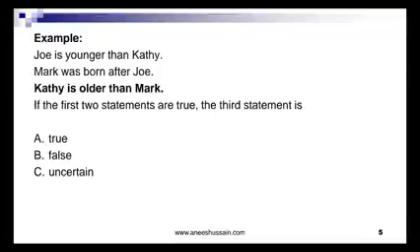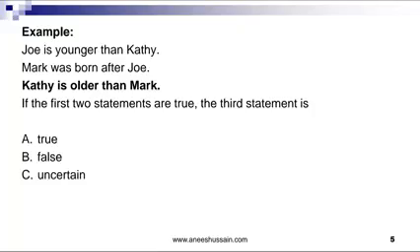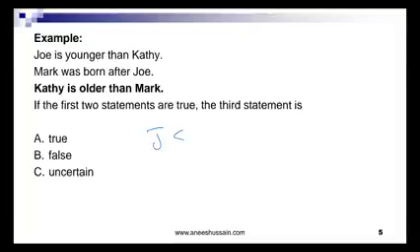Going on to the second example. Joe is younger than Kathy. So Joe is less than K. And Mark was born after Joe, which means Mark is even lesser than J. So definitely Kathy is older than Mark. This will be absolutely true, because the oldest is Kathy.